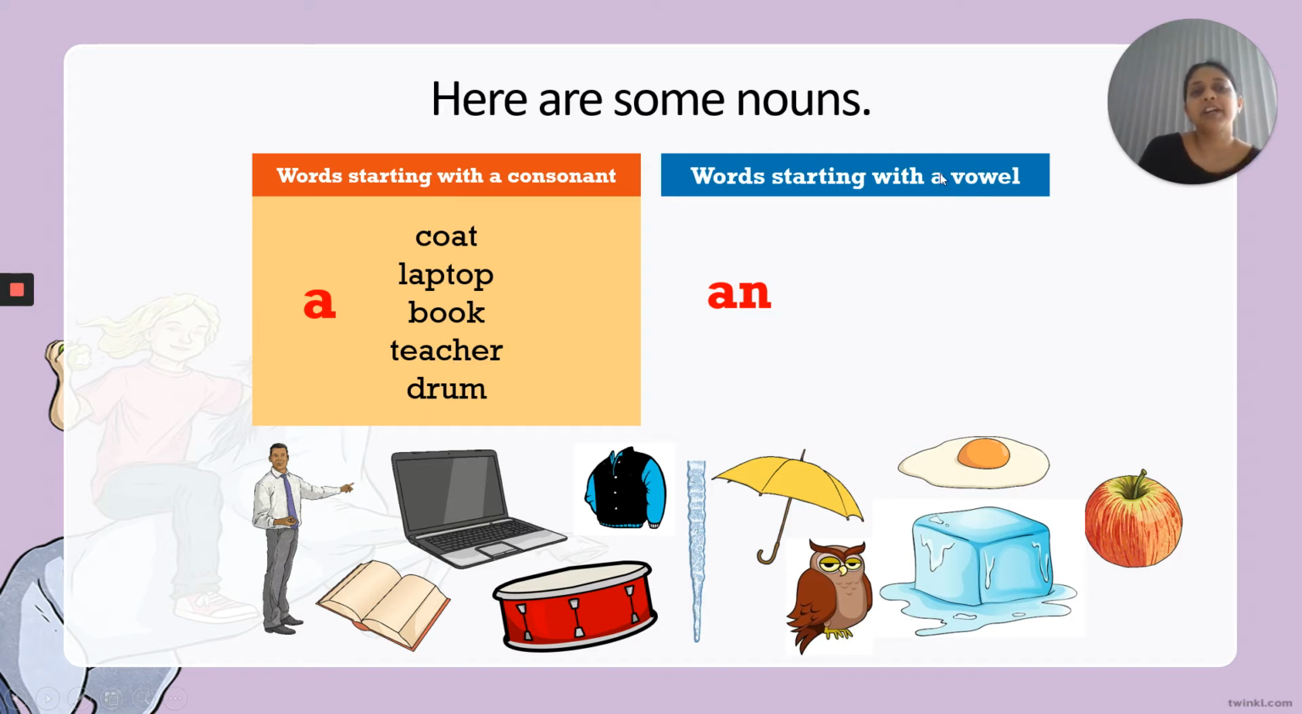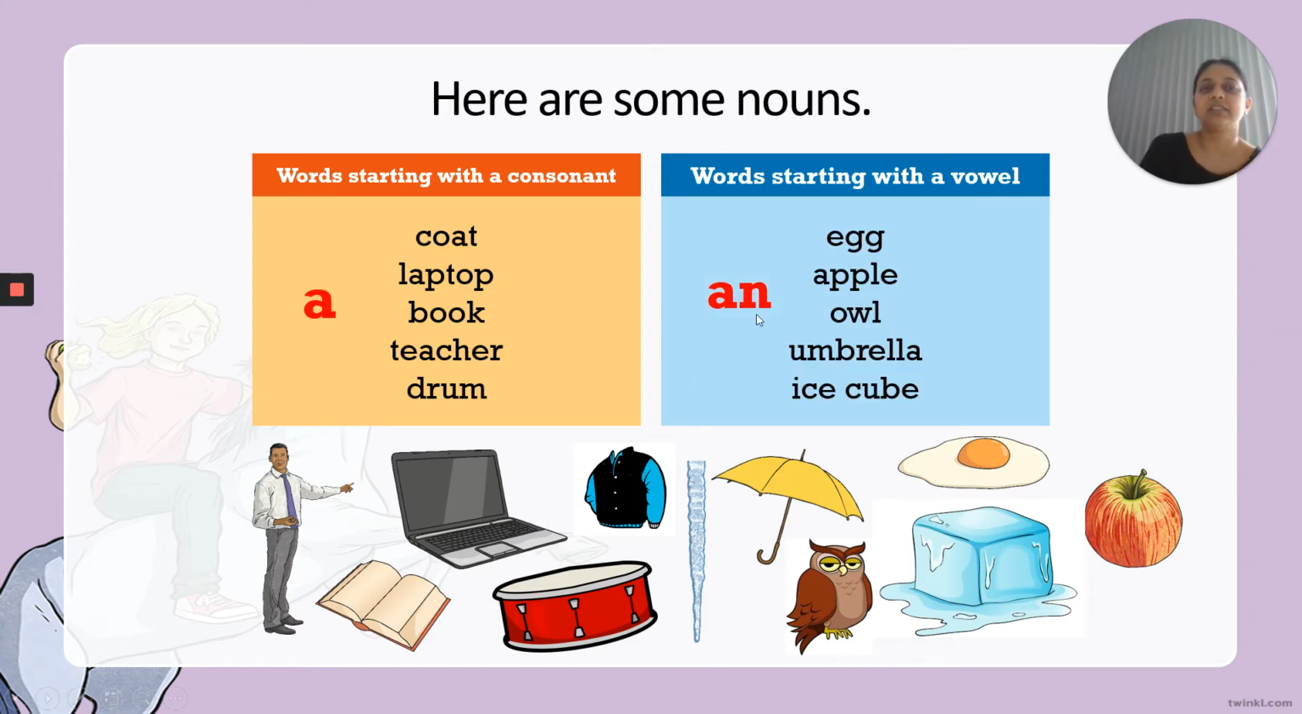Now, if you have a look at the vowels, like I said, we've got 5 vowels, A, E, I, O, U. When words start with a vowel, we always use an as an article. So, egg starts with E. E is a vowel. It has an E sound, so we say an egg. The same for A is a vowel, so an apple. An owl, an umbrella, an ice cube. All of these words start with a vowel, which is why we use the article an.